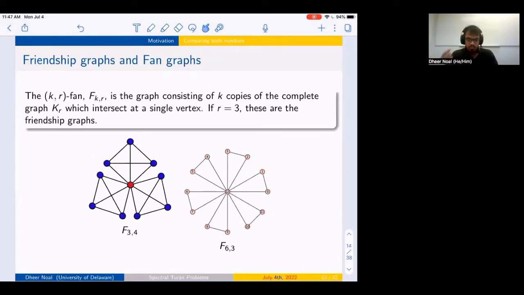So let's move on and look at some other forbidden graphs. For this, let's define friendship graphs and fan graphs. Friendship graphs are what we just saw, triangles intersecting at a unique point. These can be generalized to define what we call fan graphs, which take k copies of some clique K_r and intersect all of them at one unique point. An example is on the left, where we're looking at 3 copies of a K_4 intersecting at the unique vertex, which is colored red.